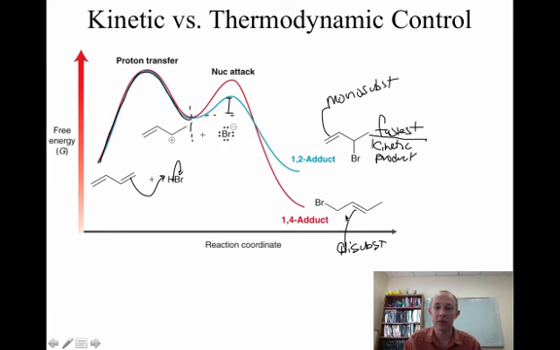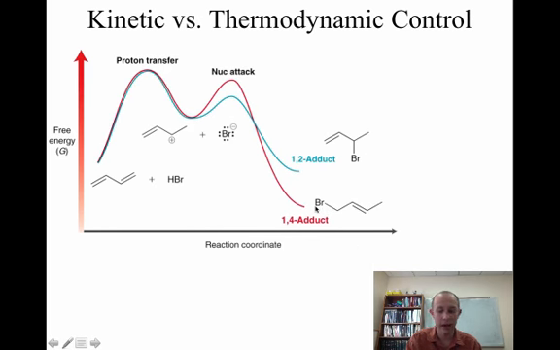So since the product is more stable, this is referred to as the thermodynamic product, because it's lower in energy. So if only we could get over this higher activation energy barrier, we could go down to this lower energy product. Or if we add enough energy, right, the 1,2 product can get back over the hump, and then we can jump over the larger potential energy barrier to get down to the 1,4 addition product.